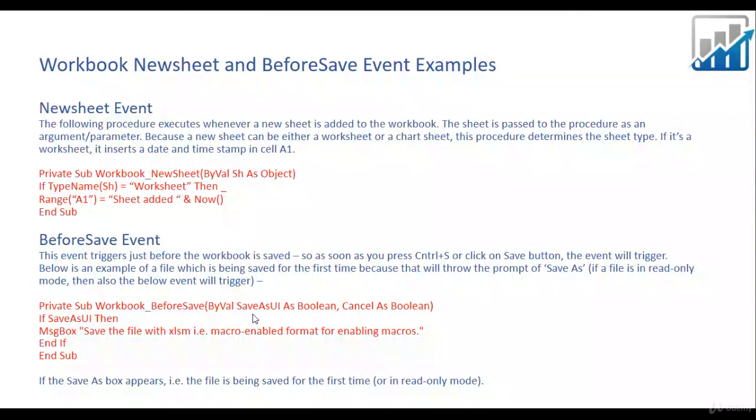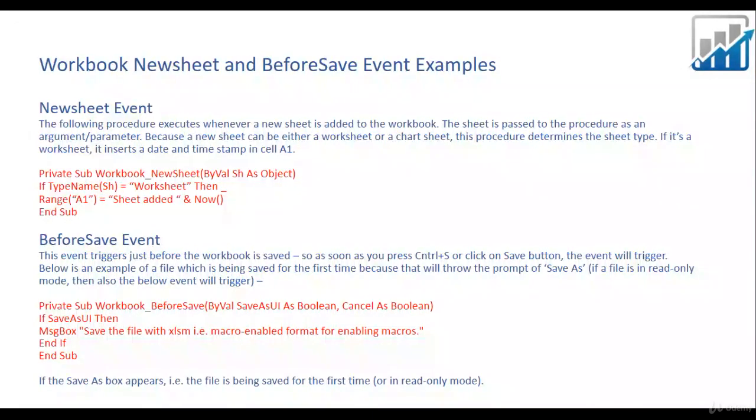The prompt of save as will also be thrown if the file is in read mode only. So what we are doing over here is if this save as appears, then we will get a message box that says save the file in .xlsm, that is macro enabled format, for enabling macros. So I'm not running this particular example. I'll be sharing this deck so you can run this at your end and just see how it works out.